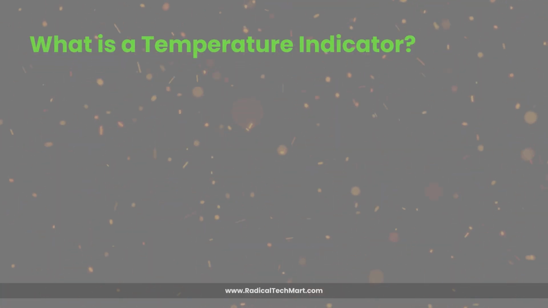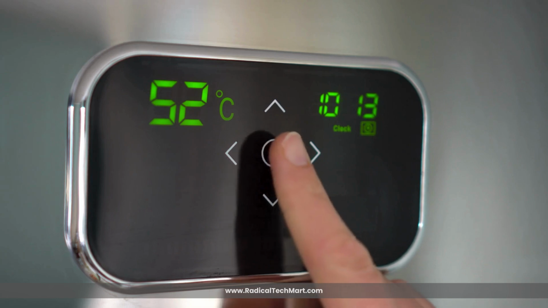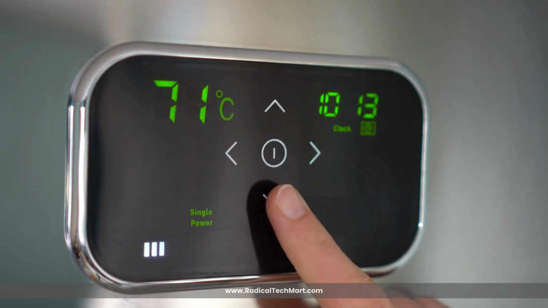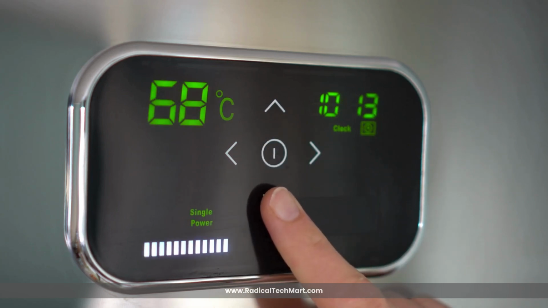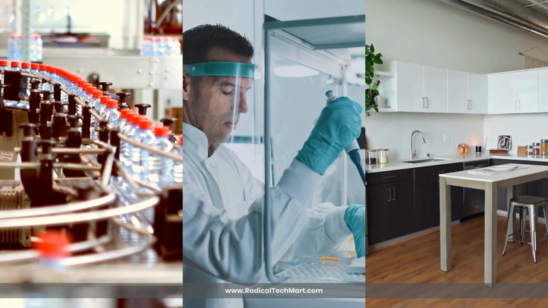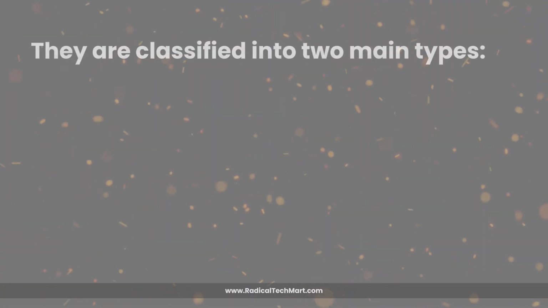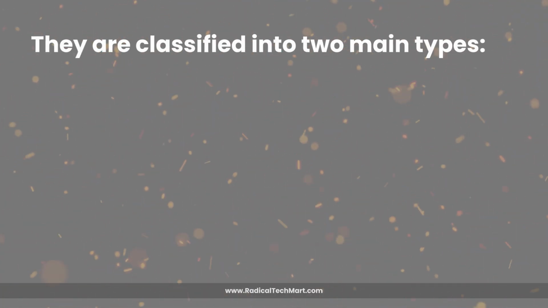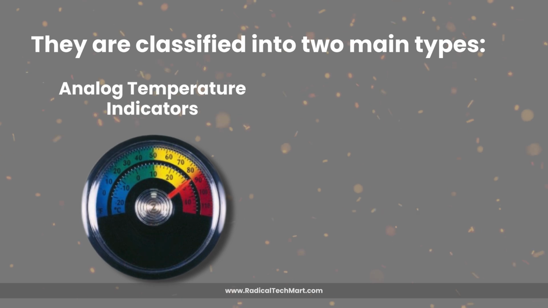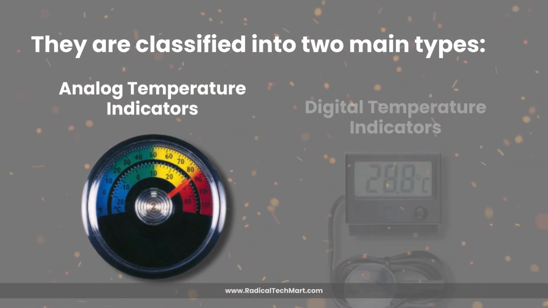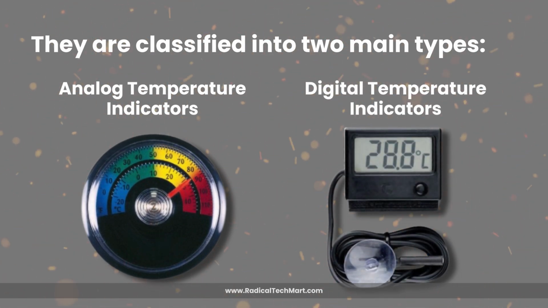First, let's start with what is a temperature indicator. A temperature indicator is a device used to measure and display temperature, whether it's in a factory, lab, or even at your home applications. They are classified into two main types. The first one is the analog temperature indicator and the second one is the digital temperature indicator. But the main question is, which one is best for you?